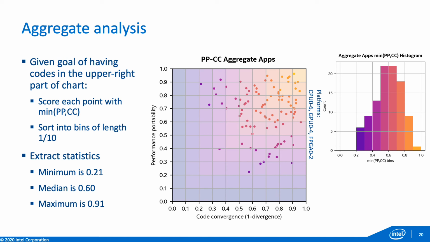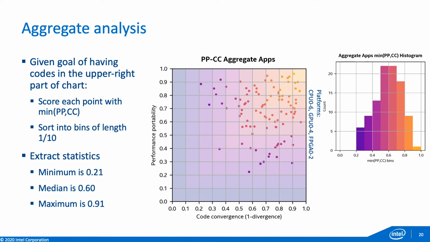We've introduced 10 bins by tenths of 1 from 0 to 1. And we've binned every point by the minimum of its performance portability and code convergence. And you can actually plot that now as a 1D histogram. And you can extract some statistics, right?